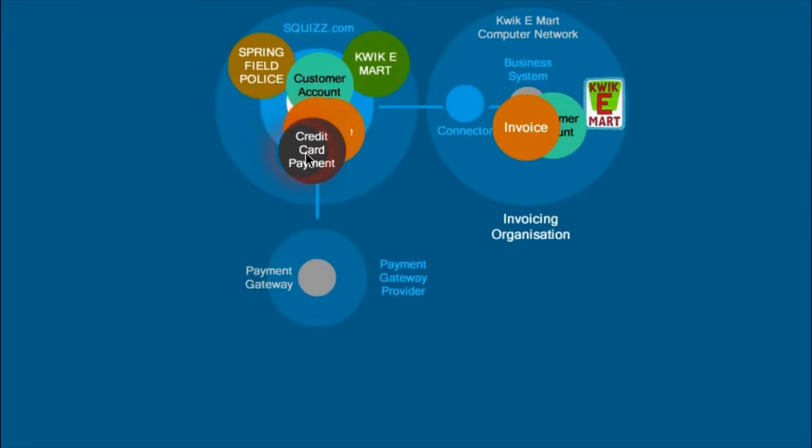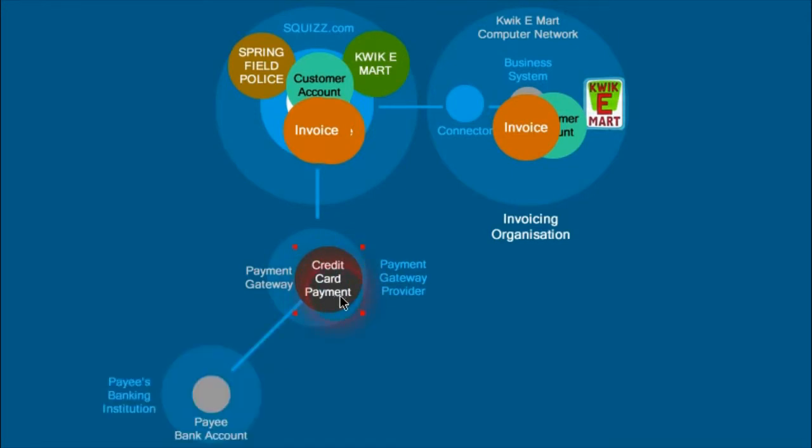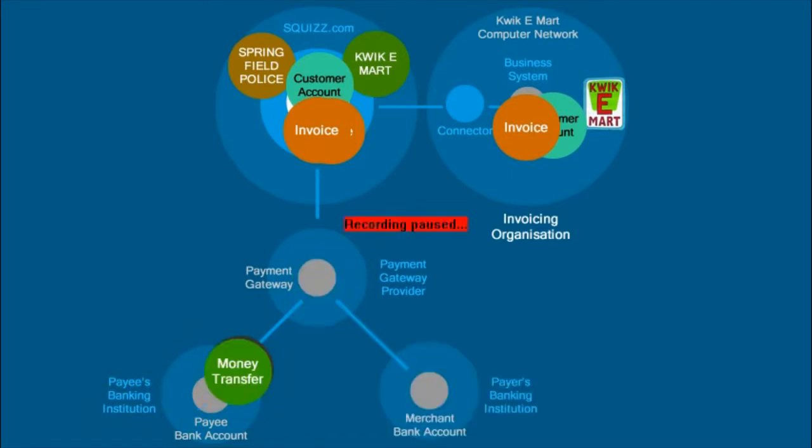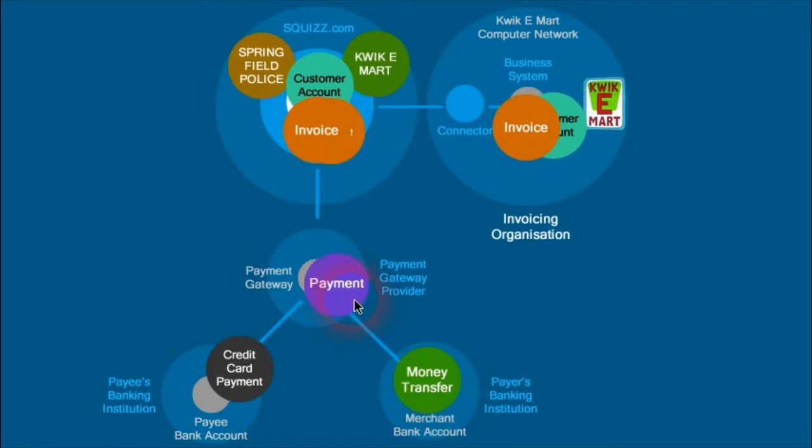So that payment will then be sent across to the designated payment gateway. Then from there, the payment gateway will facilitate the transfer from the payer's bank account by verifying the credit card details with the payer's banking institution. Then from there, a money transfer can take place from the payer's bank account across to the merchant bank account of the invoicing organization.